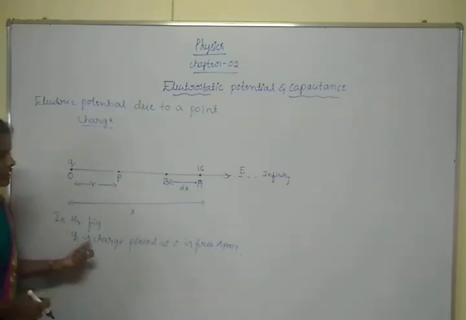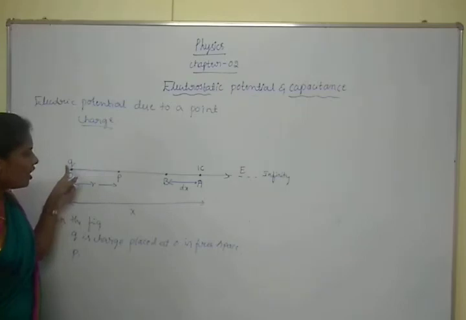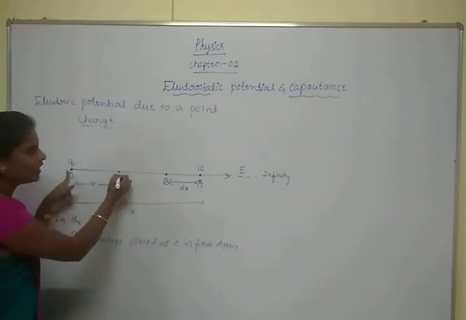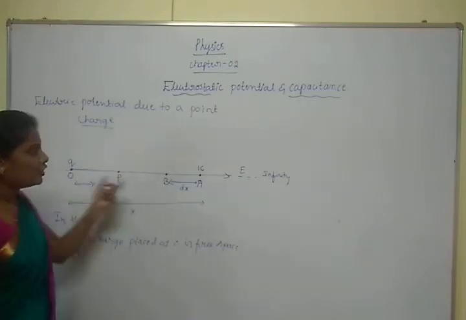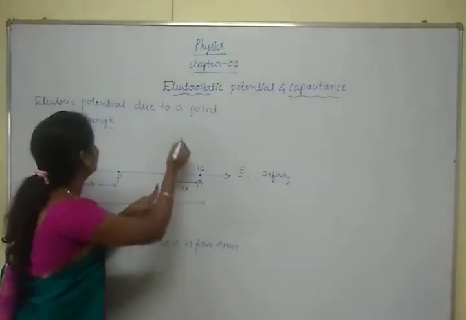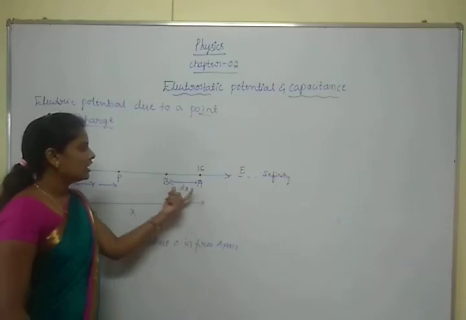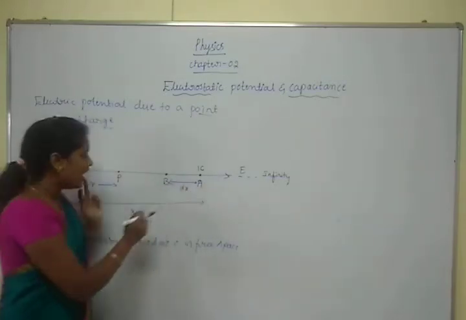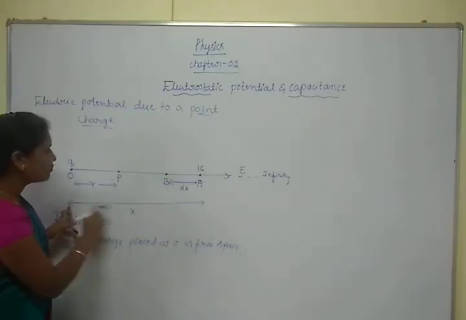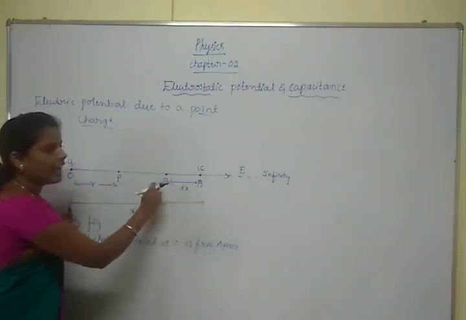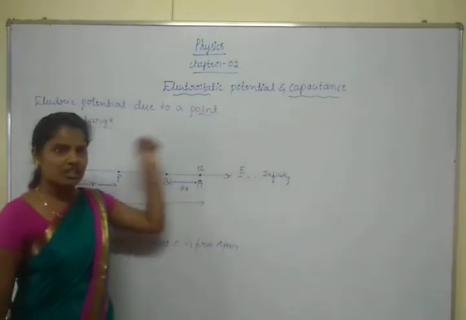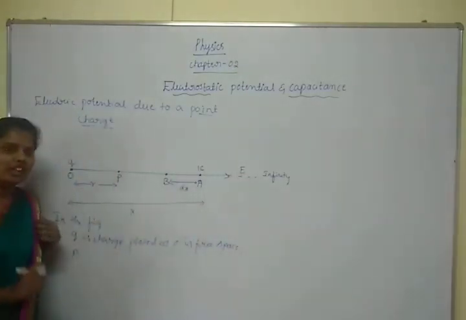First, Q is a charge placed at O in free space. Next, P is a point in an electric field, and two more points, A and B, are separated by a small distance dx, and x is the distance from O to A in the electric field. E is the electric field due to the point charge. This is regarding the diagram.